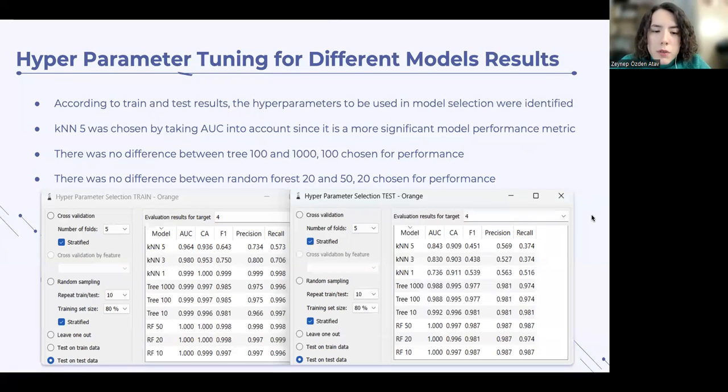And we saw that there was no difference between the tree 100 and tree 1000. So we selected the 100 trees for performance reasons, because it takes very long for Orange to compute the result of 1000 trees. And similarly, there was no difference between the random forest 50 and 20, and we chose the 20 again for performance reasons. Next slide, please.